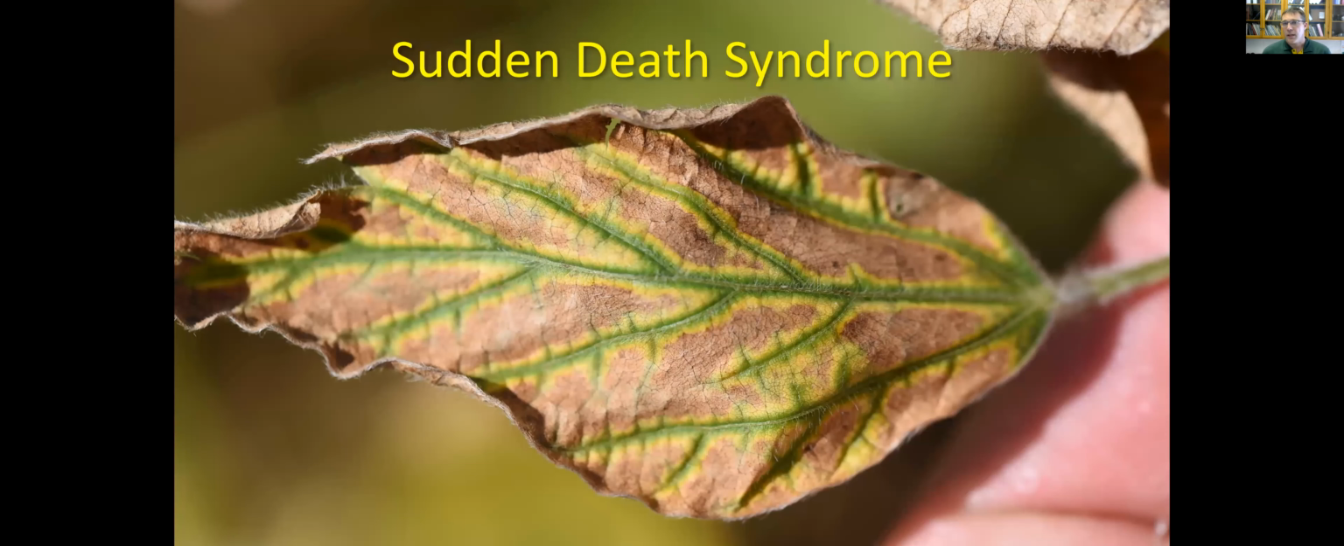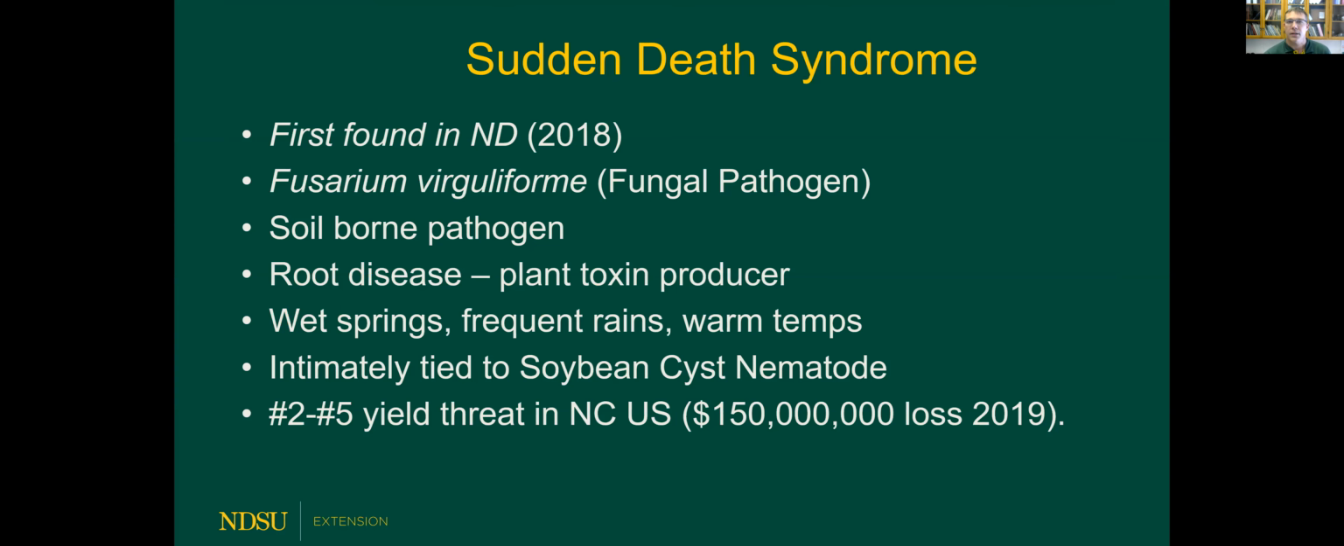So we're going to move to sudden death syndrome, which is one of those diseases that SCN makes worse. Sudden death was first found in North Dakota in 2018, and it's caused by a fungal pathogen. It's another soil-borne pathogen, and it spreads when soil moves. It causes a root disease, and it also produces a plant toxin. The roots are infected, but the pathogen in the roots produces this plant toxin that will kill the plant.